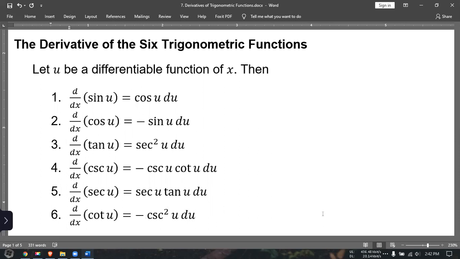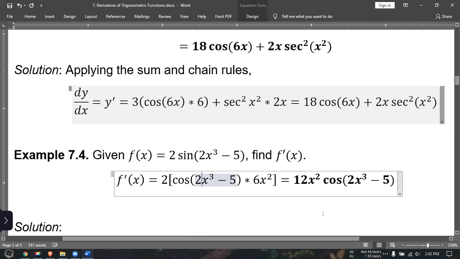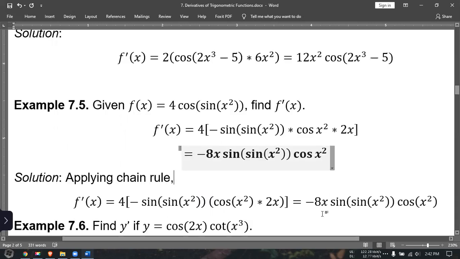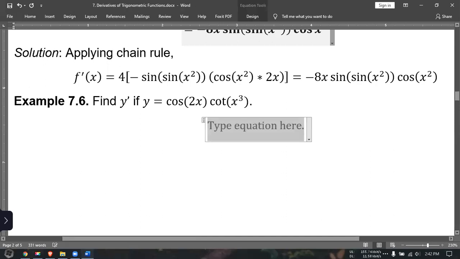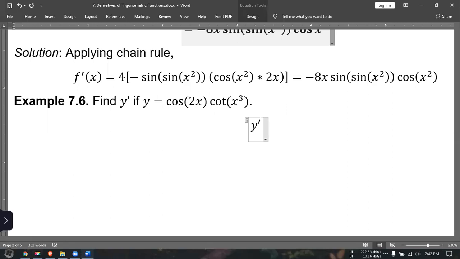Let's try to solve example number 6. First question. What differentiation rule should we be using in order to find the derivative of such a function? Cosine 2x cotangent x cubed. Which rule?